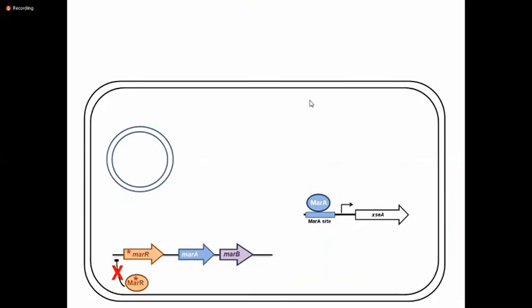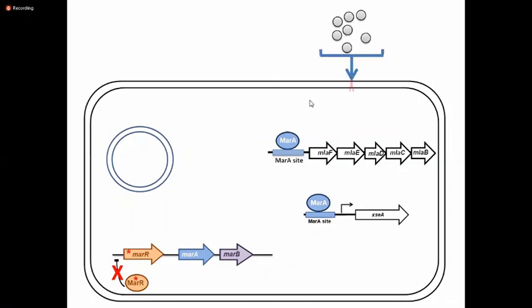Okay, so now the next part which I've explained to you was MlaFEDCB. So this also is targeted by MarA and activated by MarA. And when this system is activated by MarA, if the antibiotics are trying to come inside the cells, they cannot, because it's maintaining the barrier function.